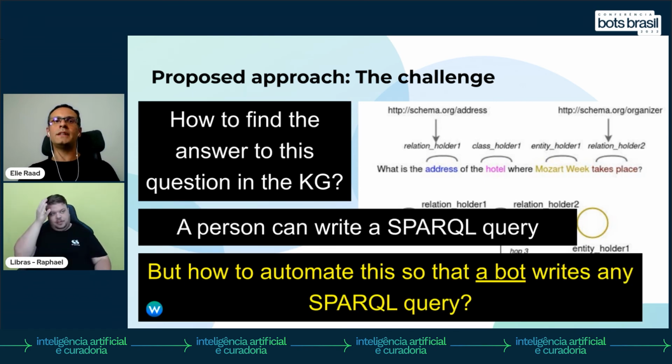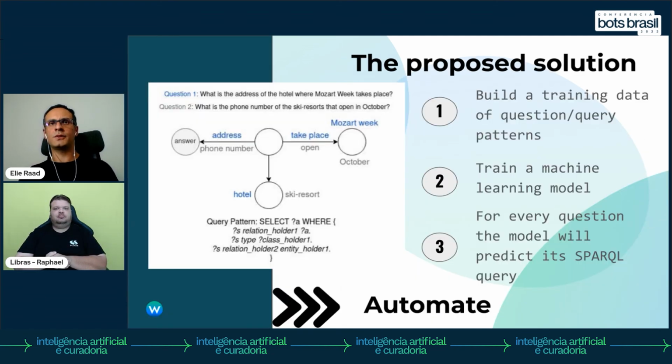But what if we want to create a bot? If we want to create a bot, a person cannot write the SPARQL query for every question of the user. So the idea is we need to automate this procedure so that a bot writes a SPARQL query for any user question. Automating or transforming the user question to a SPARQL query automatically is what we showed possible in our research.